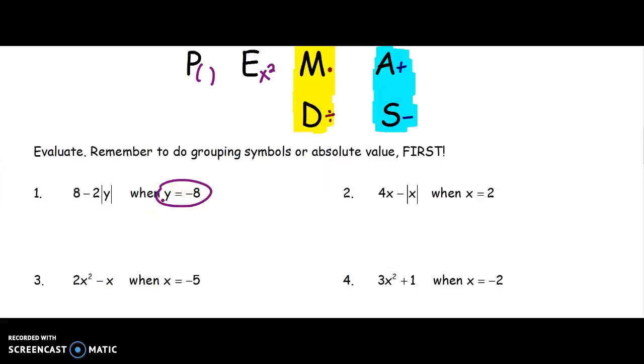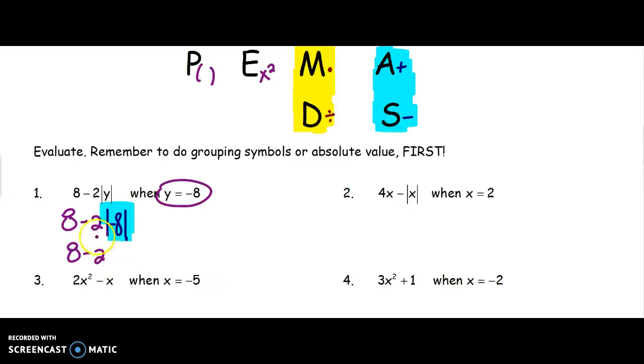Now we're going to solve a couple problems by substituting that value in for the variable and then continuing using order of operations. So wherever we see a variable, in this case it's in the absolute value, so we do not have to put parentheses around it. I'm going to add my 8 there. And we would take the absolute value of negative 8 first. So you would say 8 minus 2.